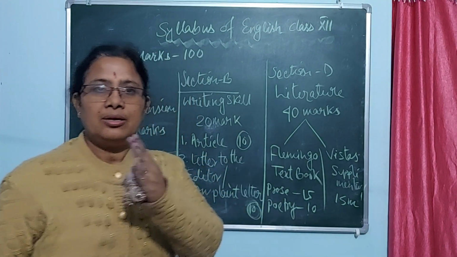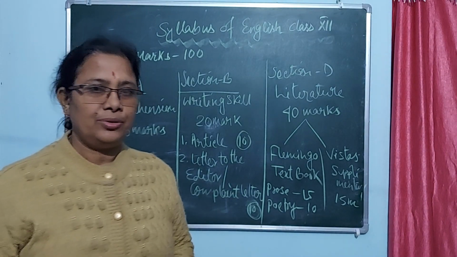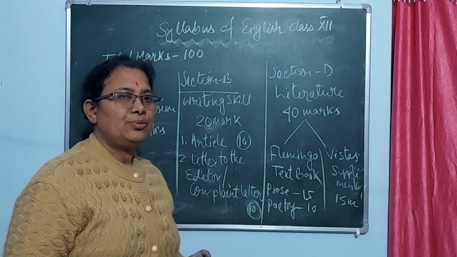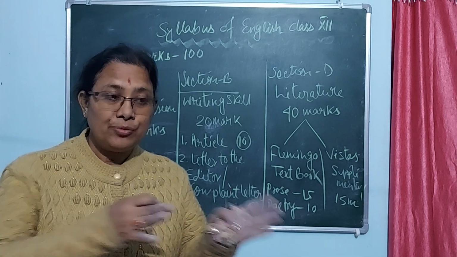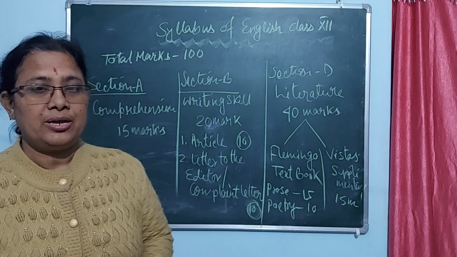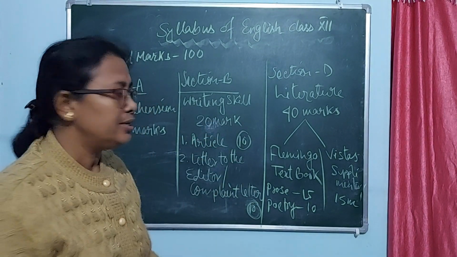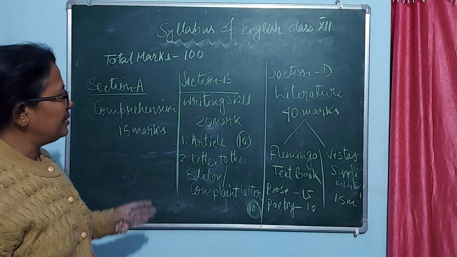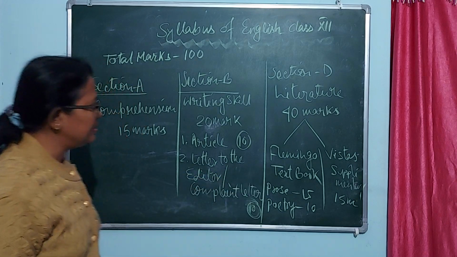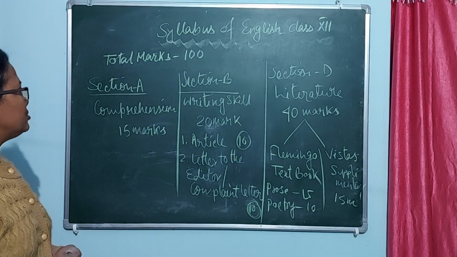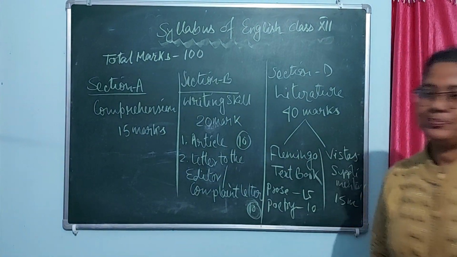Is it clear now? Write it down clearly, because before appearing in your examination, for board or anywhere, you have to know the syllabus breakup so that you can make a timetable of how much time to devote to which portion, so that you can acquire the marks. It is called the scientific way of study. So first write it. After that, let me inform you what this Flamingo prose and poetry and Vistas supplementary are, what chapters are there, and how the 15 marks in Section A are divided. First write it.